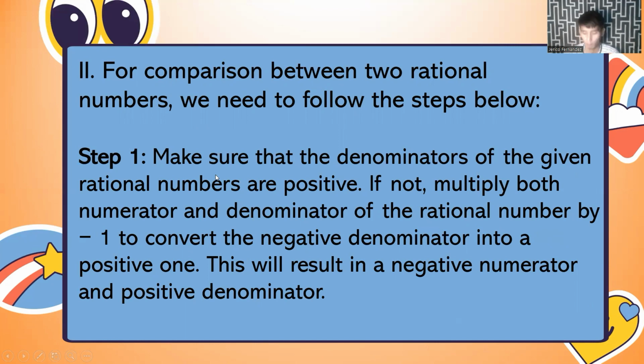So sabi dito, ano daw yung kailangan nating i-make sure? We have to make sure that the denominators are positive. Okay? So, paano po kapag hindi positive yung denominator? We will multiply both numerator and denominator by -1. Okay? I-multiply natin kay -1. Okay? So, para maging positive yung denominator natin. Okay? Number 2.